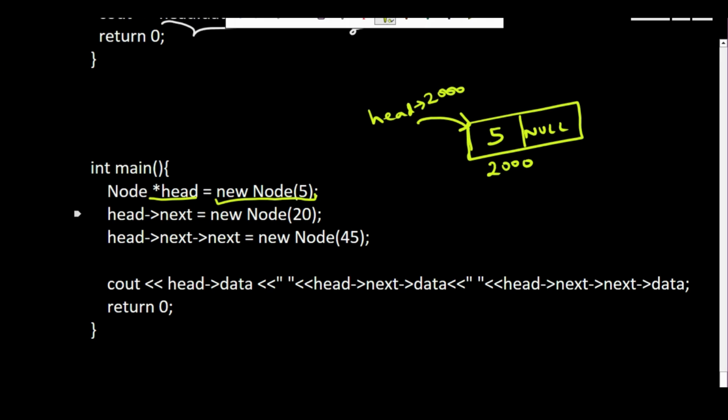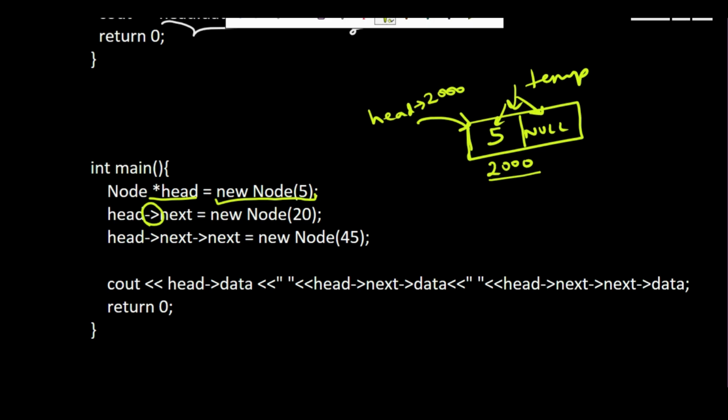And now we see this arrow operator. So what does this do? It goes to the base address and we have now got hold of this node, suppose this was temp. And then we can access its variables, data with this and next with this. So head arrow next does the same thing.